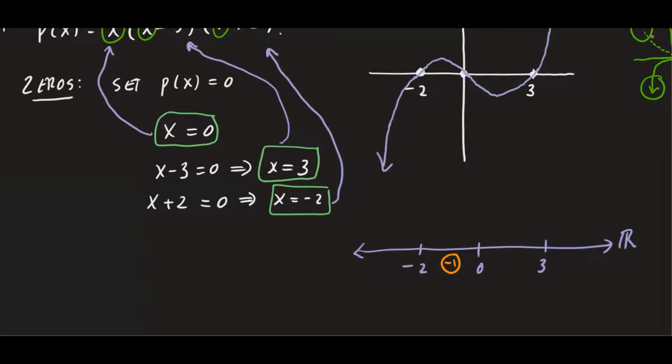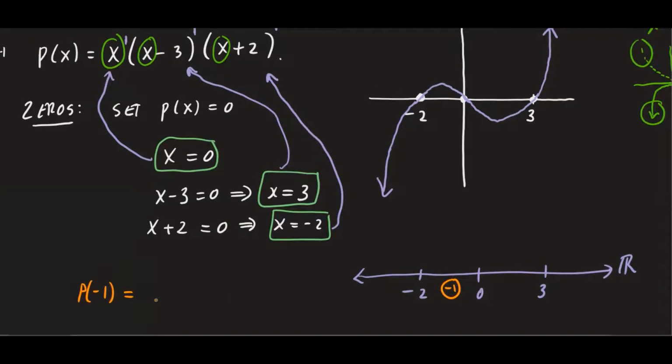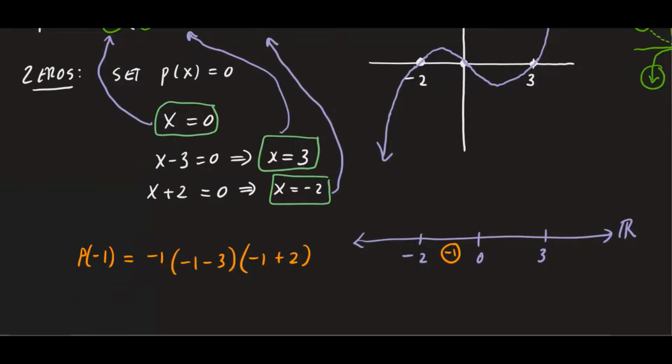We plug it into P of x. So we want to evaluate P at -1. We place -1 into the function P, so you have -1 times -1 minus 3 and -1 plus 2. Now you just want to know if the function value is positive or negative. We don't need to know the exact number.